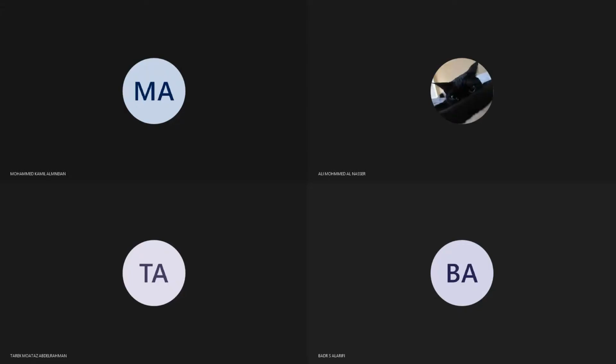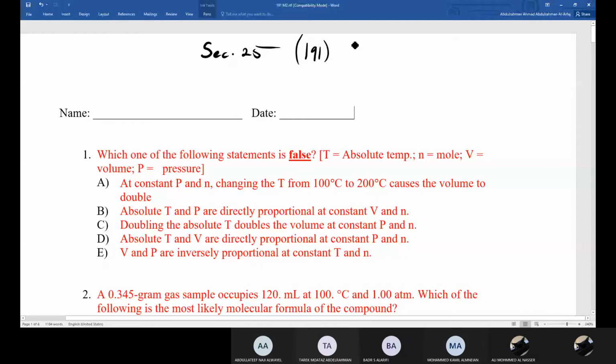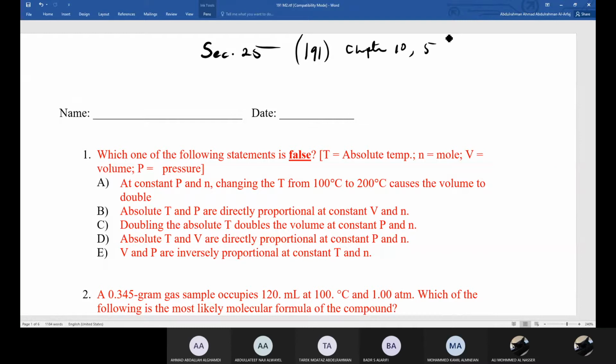I'll start with the second major, which contains chapters 10 and 5. I will start with chapter 10 and 5, and then we'll go to the first major in 191, which has the first 4 chapters. Which of the following statements is false?